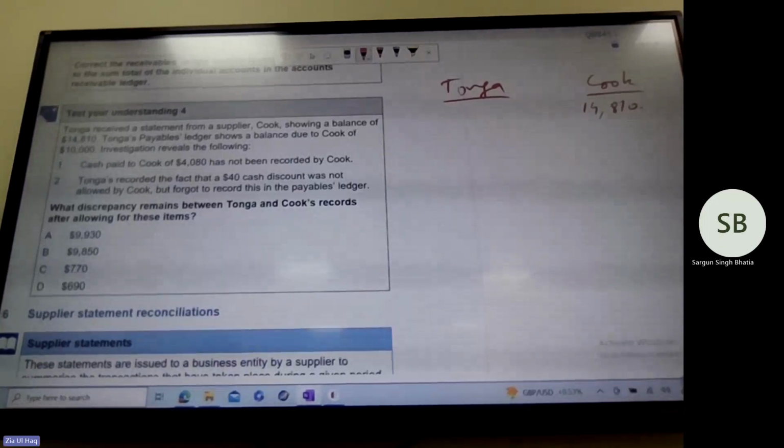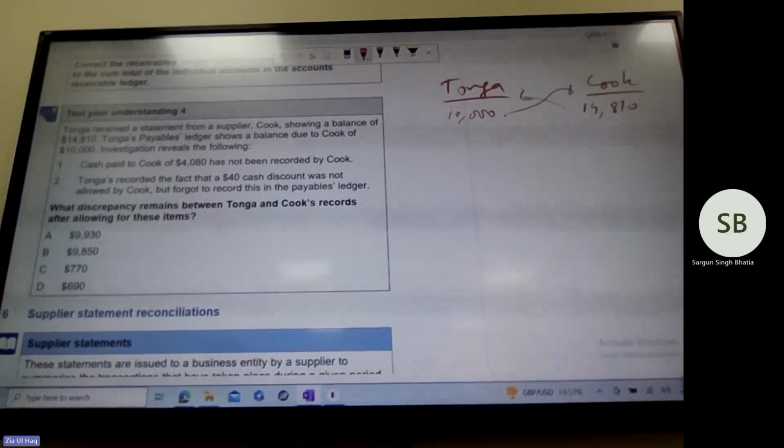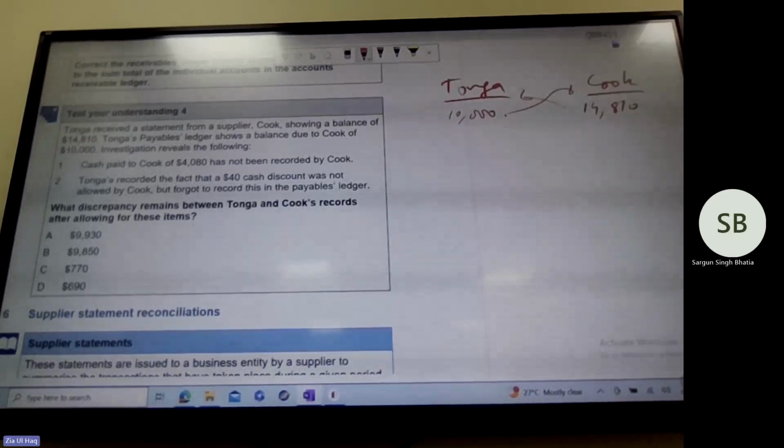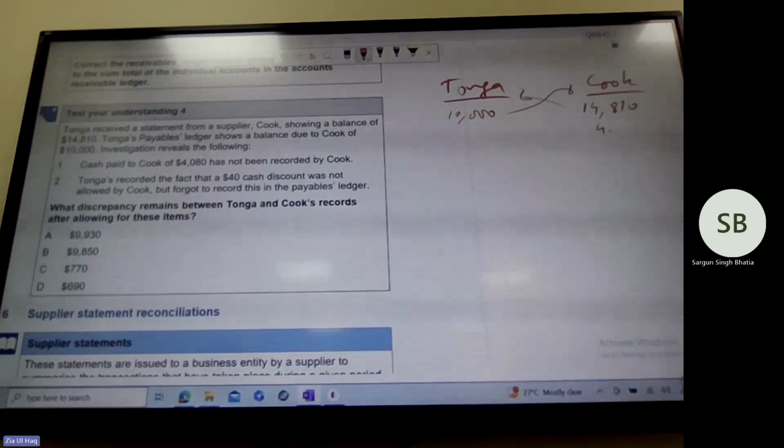In his book it is showing, I am going to receive 14810 from Tonga. While Tonga's payable ledger shows a balance due to Cook of 10,000, Tonga's book is showing a balance of 10,000 that I need to pay to Cook. Investigation reveals the following. Cash paid to Cook of 4080 has not been recorded by Cook. Who didn't record the cash payment of 4080? He didn't record the cash 4080. This means he has to record 4080, meaning deducting this.